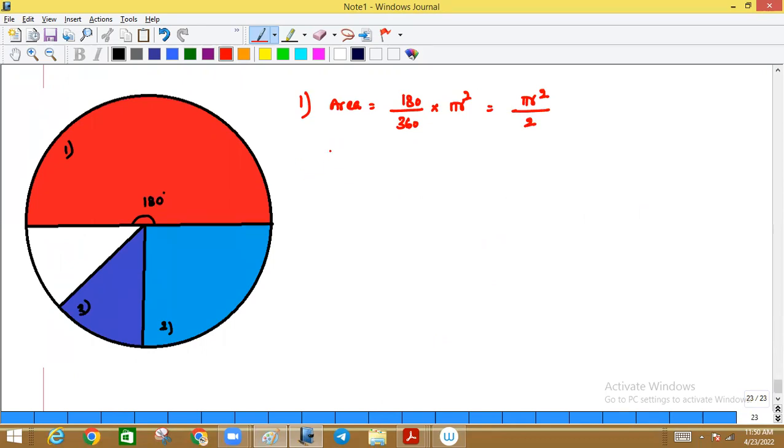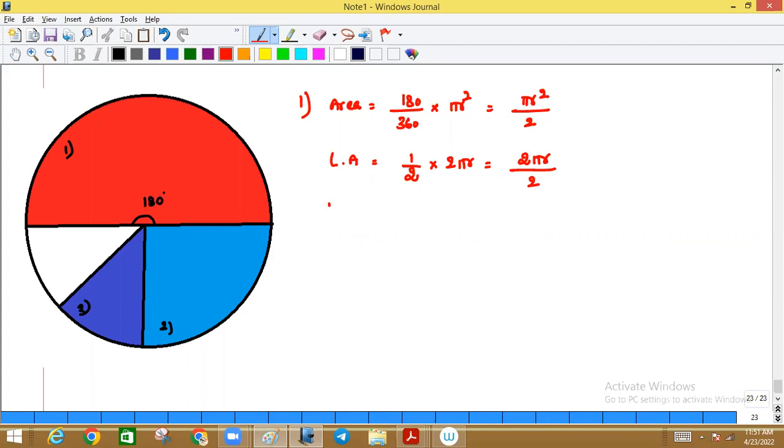Look at the length of arc. Length of arc means up to here, this length I want to find out. The complete circumference of a circle is what? The complete circumference of a circle is 2 pi r. It is only half of the circle, therefore half into 2 pi r. I'm not cancelling that 2. Let it be 2 pi r by what?